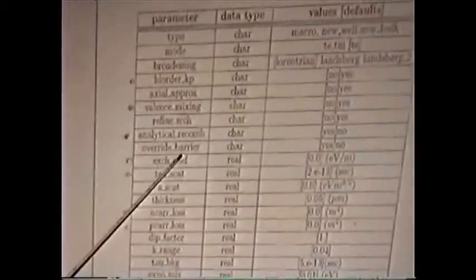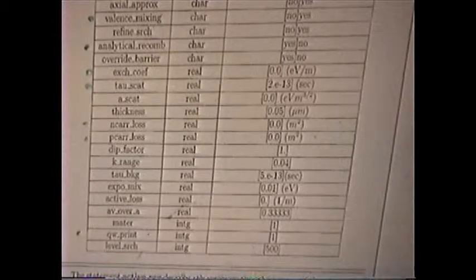Override area is a command that I hardly use. Sometimes, if you define different parameters in the bulk barrier macro than in the quantum well macro, the question is which parameters the program takes, and this command controls this. But for me it was not important.